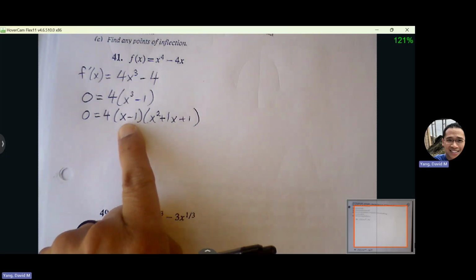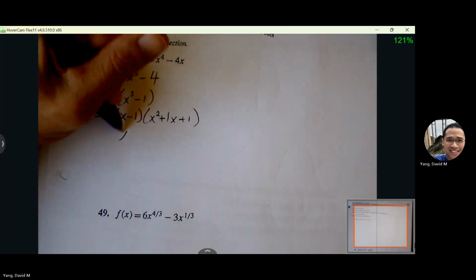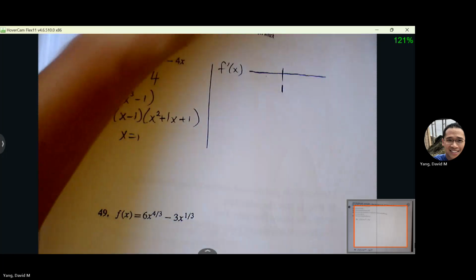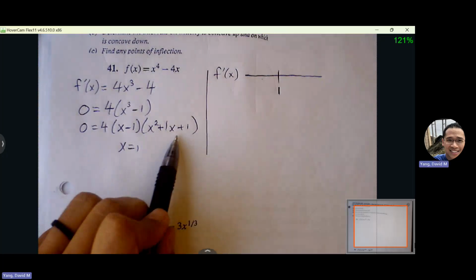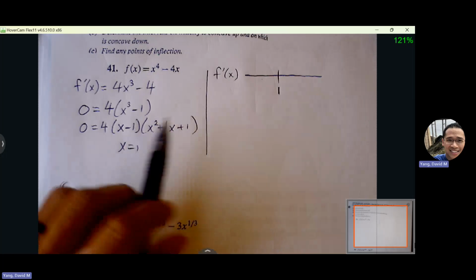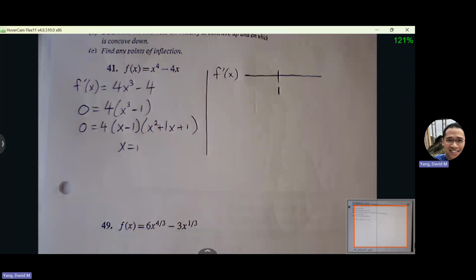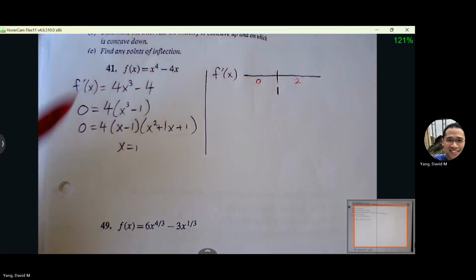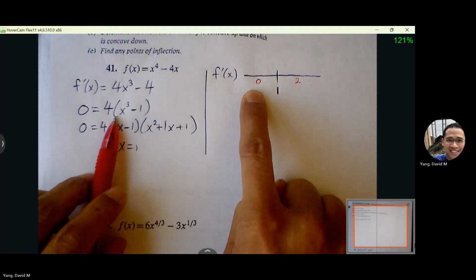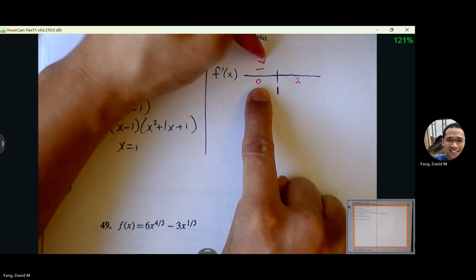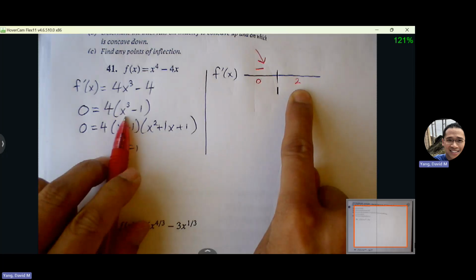And the only critical point is at x equals 1. There's nothing that's going to come out of this trinomial. This is going to give us an imaginary number. So just that one. Okay. Find test points on either side. Plug into your f prime. I plug in 0, I get negative. If I plug in 2, I get positive.